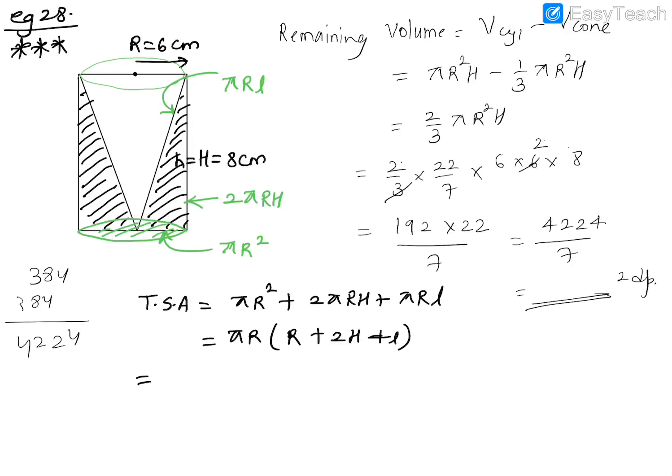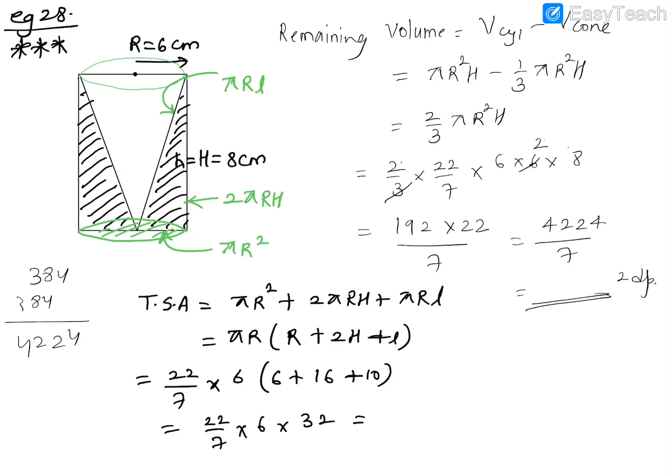Now let's start substituting the value. Pi is 22/7. R is equal to 6. Then 6 plus 2 8s are 16. And plus slant height is how much? Okay, we have not found the slant height. Guys, when you find it, you will get it as 10 centimeter. I'm writing it directly now here. So 22 upon 7 into 6 into 16 plus 6, 22 plus 10, 32.